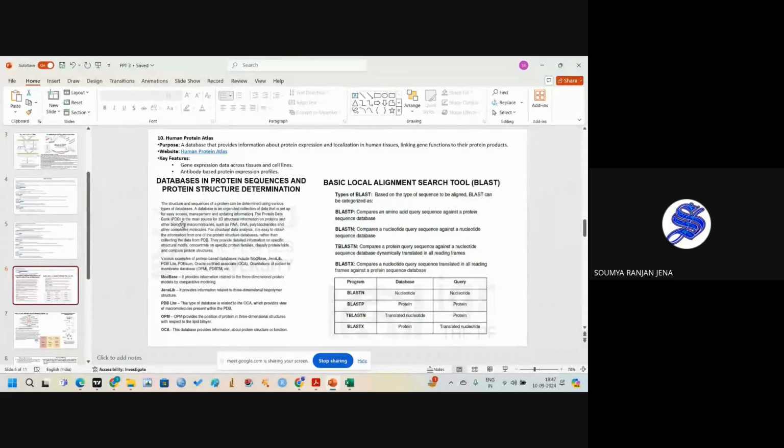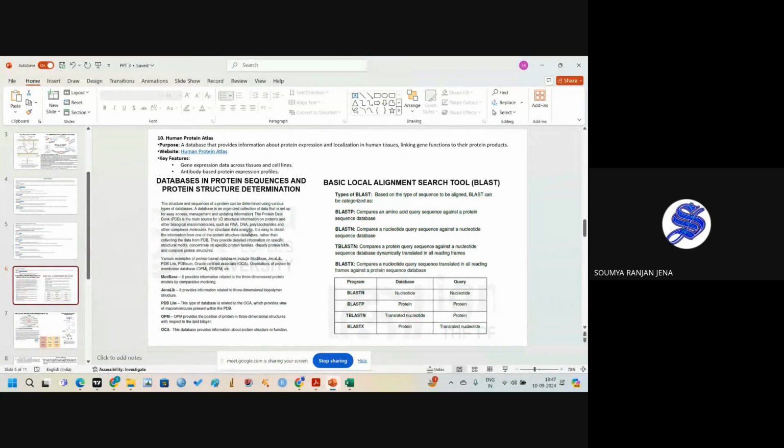The Protein Data Bank, that is PDB, is the main source for 3D structural information on proteins and biological macromolecules such as DNA, RNA, and polysaccharides. Because in our books we have seen only the two-dimensional structure of the protein. The secondary structure is the combination of alpha helix and beta pleated sheet. How this structure looks, you will find in the PDB database. Any protein, you can find its 3D structure.